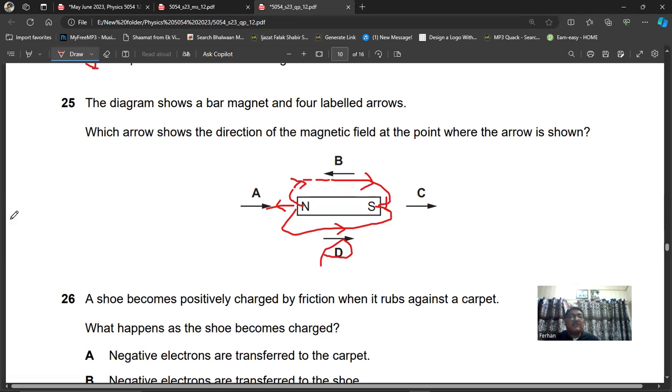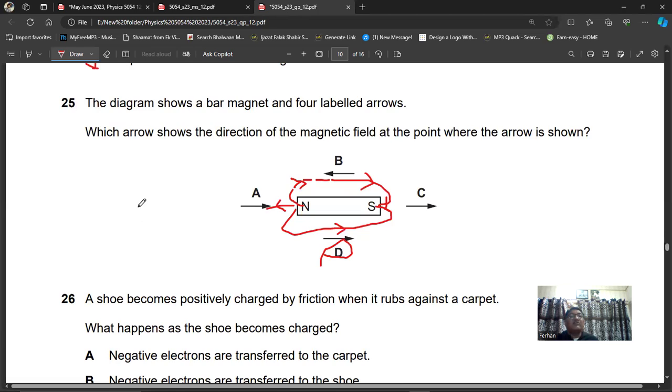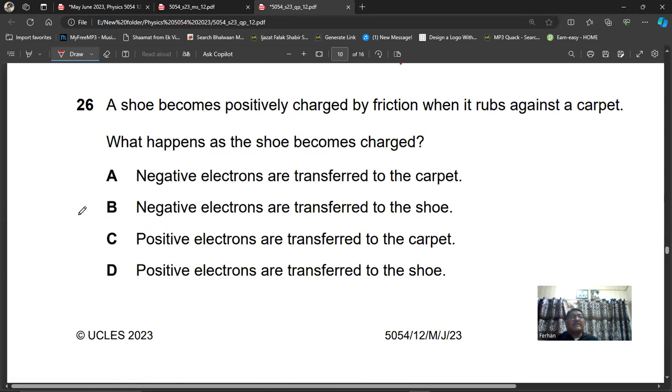I think D is the right option, sir. Question number 25, D is the right option. Question number 26. He says a shoe becomes positively charged by friction when it rubs against a carpet. So your shoe has become positively charged. When something becomes positively charged by rubbing, that means it has lost electrons.